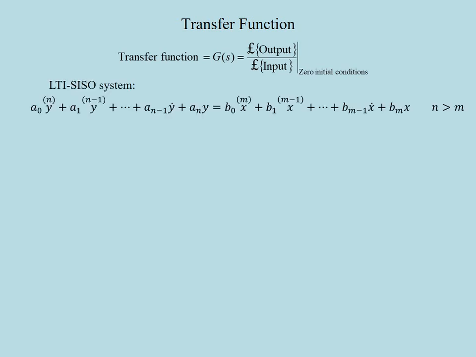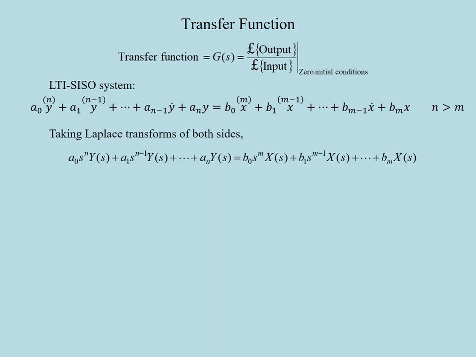Consider a linear time-invariant single input, single output system represented by such a differential equation. Here x is the input signal and y is the output, and the coefficients a's and b's are constants. We assume that the order of the highest derivative in y is larger than the order of the highest derivative in x. That is, n is larger than m.